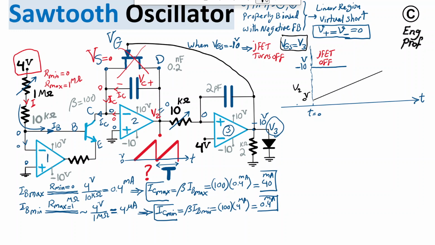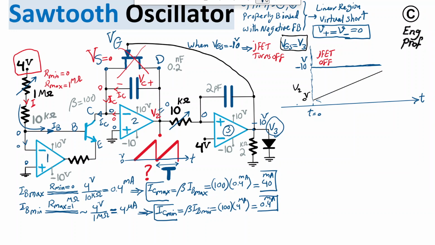Okay, so rising up while still off. So it's still negative 10 volt for V3 or VGS. Okay, so during this time, how fast, or let's say what is the period of this sawtooth then? It can be computed this way.